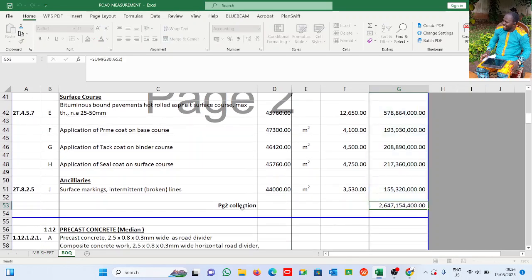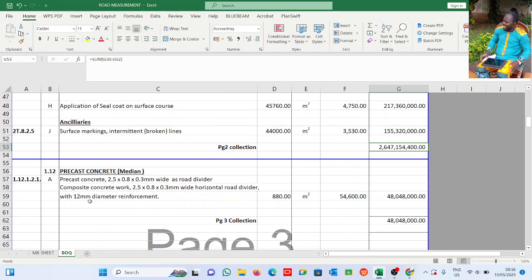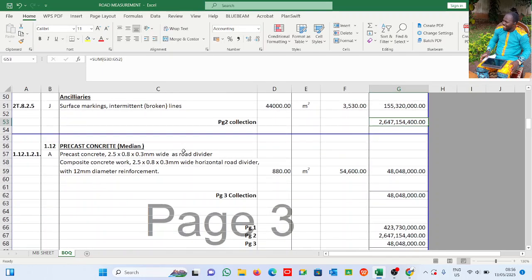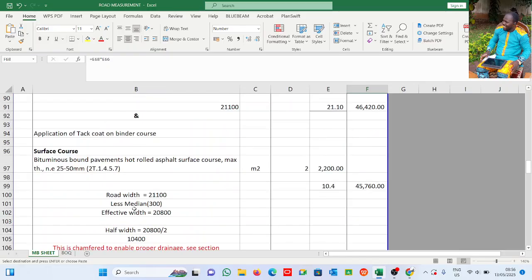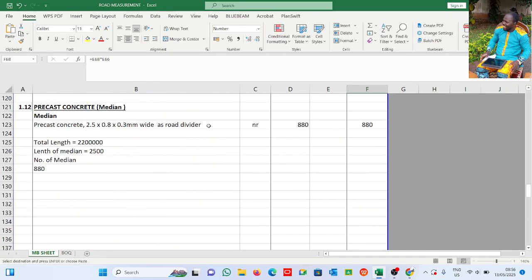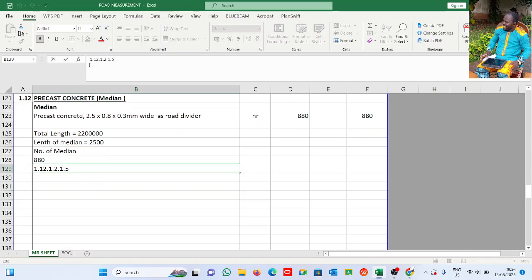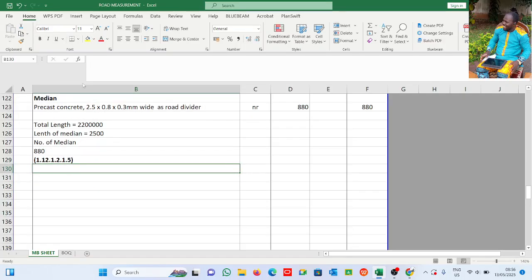Now this is the total page 2 collection. Now this one is for precast concrete, right? Precast concrete, whatever. Okay, thank you. I have this here. Let me go and put it here. Precast concrete. Thank you. Let me put it here. This is the code for the precast. I know I wrote it somewhere. Alright, so let's come back here.